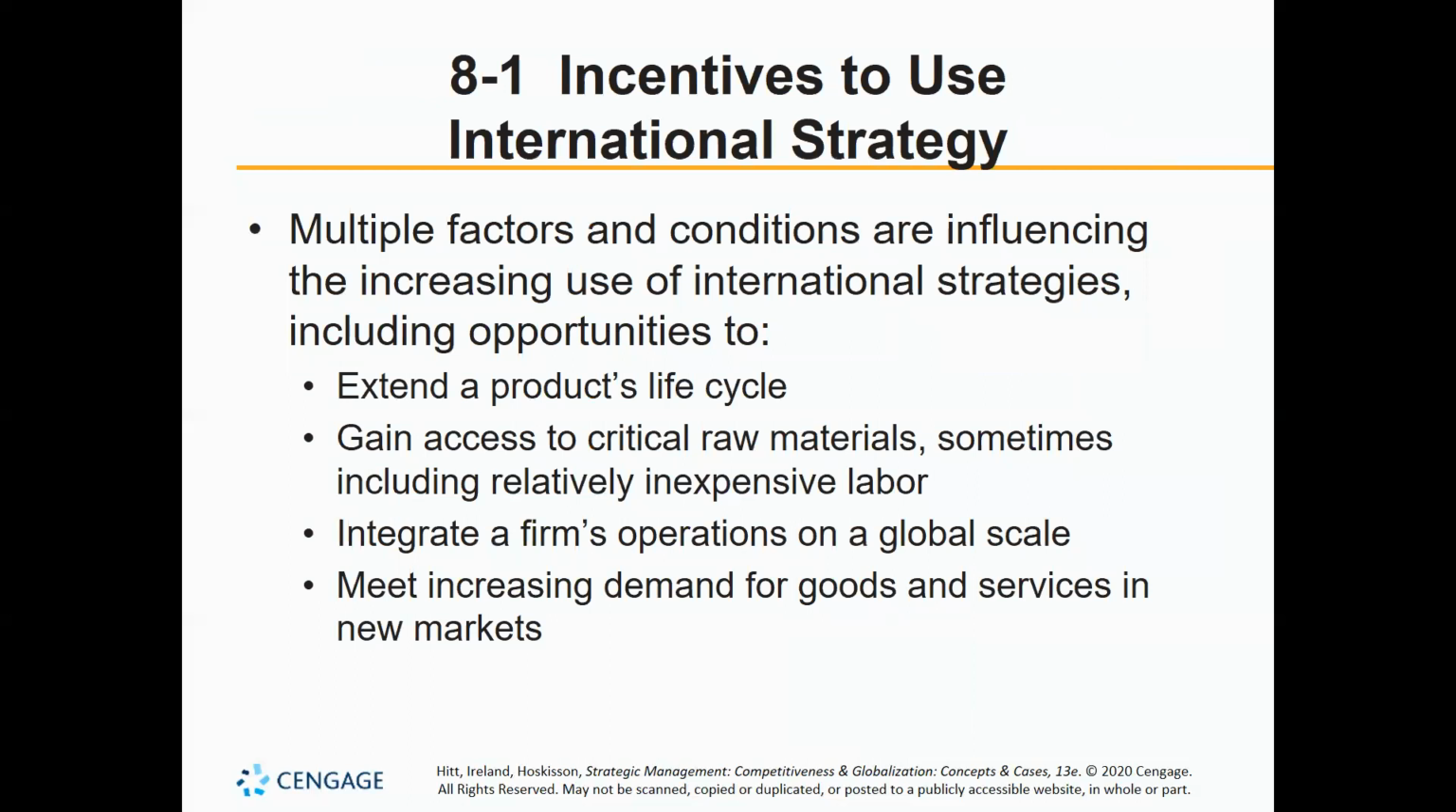So firms have various incentives to use an international strategy. And there are different factors and conditions influencing the increasing use of international strategies, including opportunities to extend a product's life cycle, to gain access to critical raw materials, perhaps inexpensive labor or other advantages, to integrate a firm's operations on a global scale, and also to meet increasing demand for goods and services in new markets.